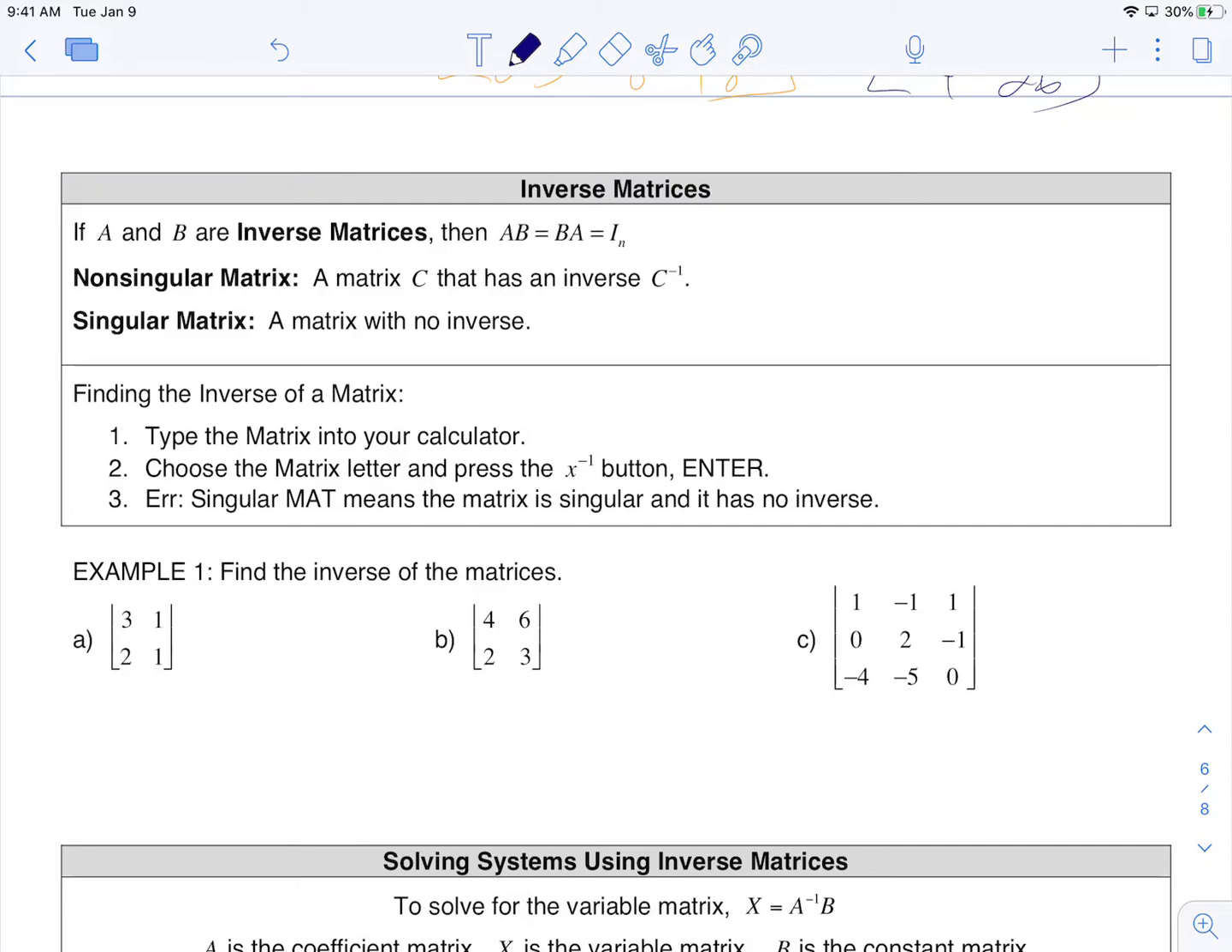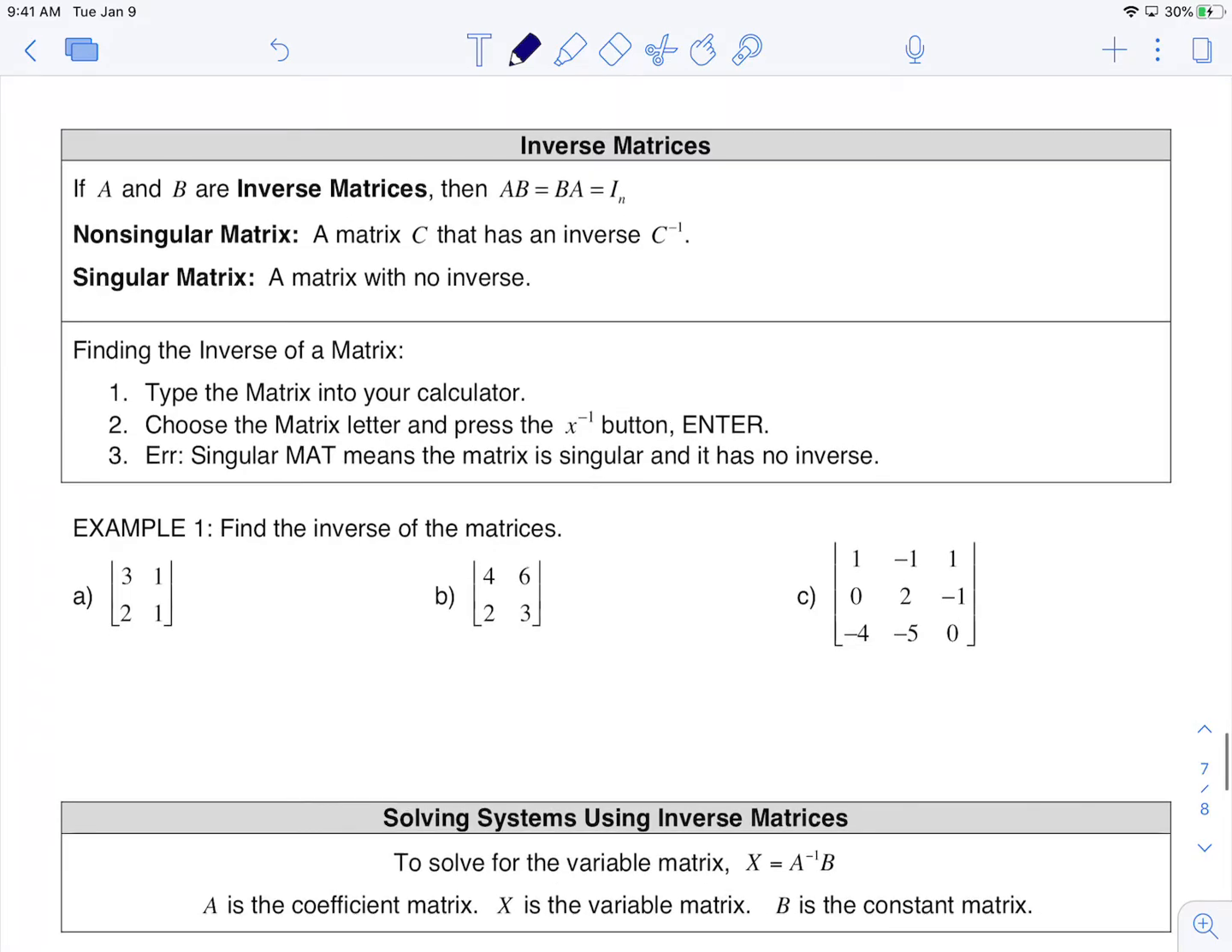Okay, this is actually the last page. It might be the fastest notes we've ever done. This is the entire unit. So inverse matrices. If A and B are inverse matrices, then A times B equals the identity matrix.